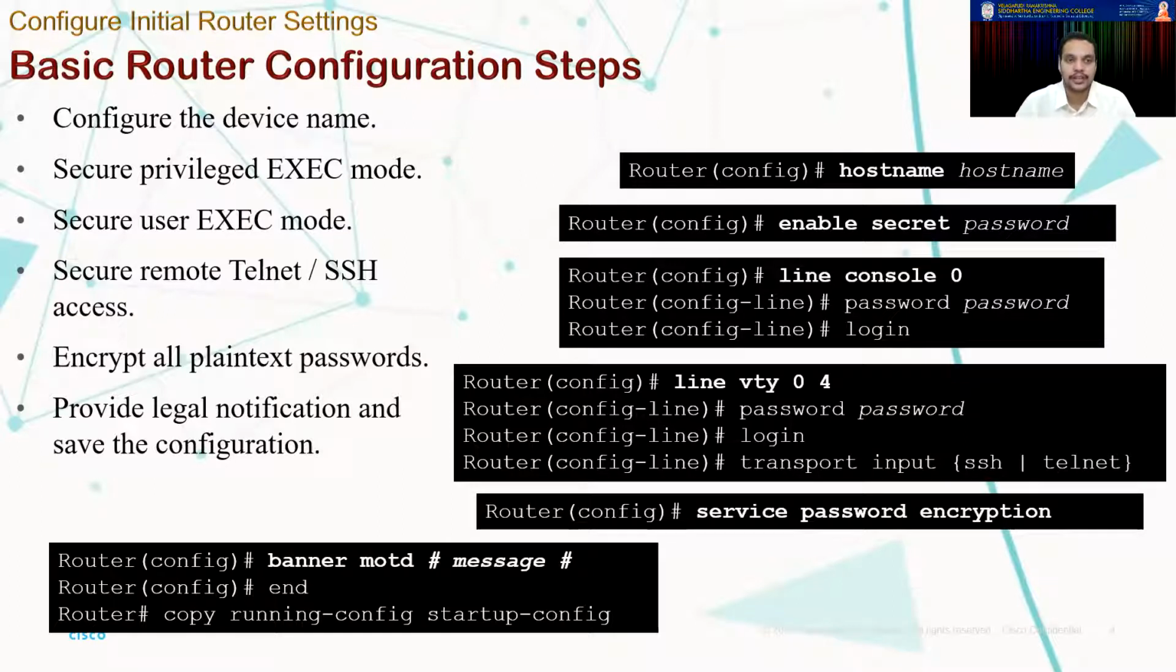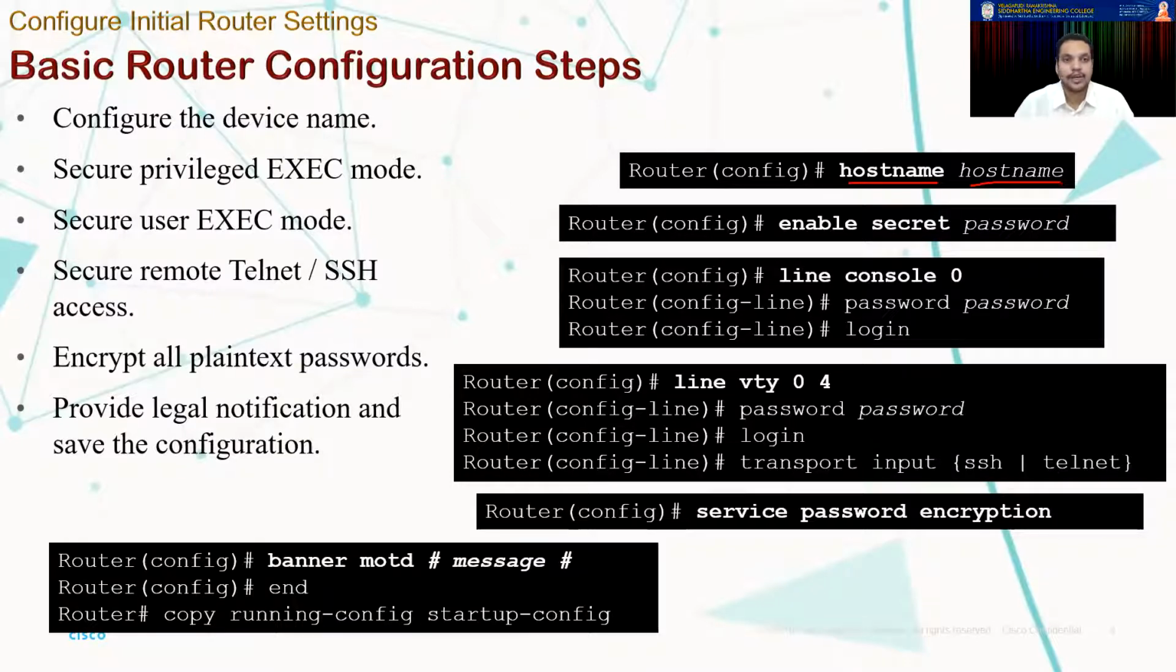The first step is the configuration of the device name. We already did this earlier. It's the same command. Just type in hostname, and whatever name you want to give, you just give it there. If I want to configure the router as R1, I'll say hostname R1. That should do the job.